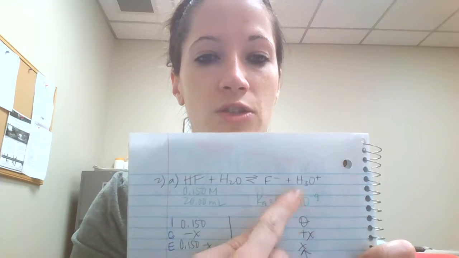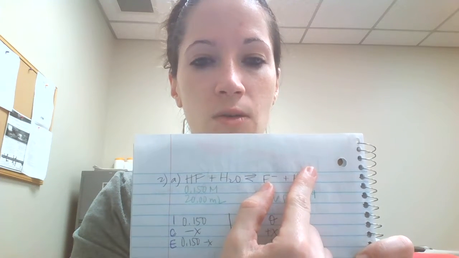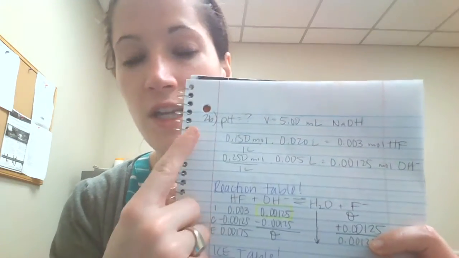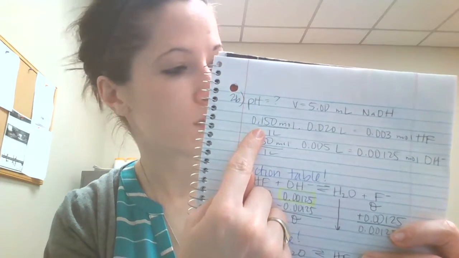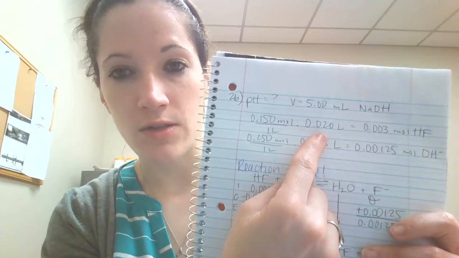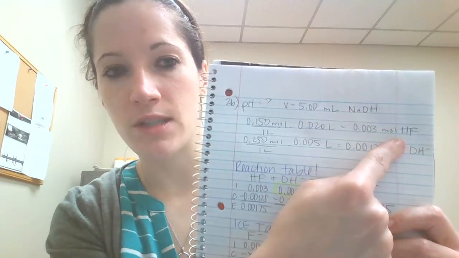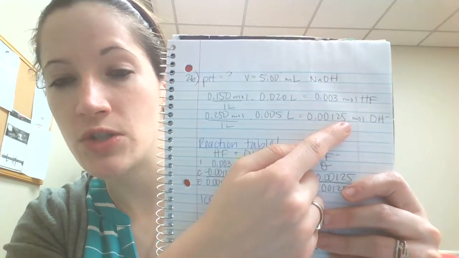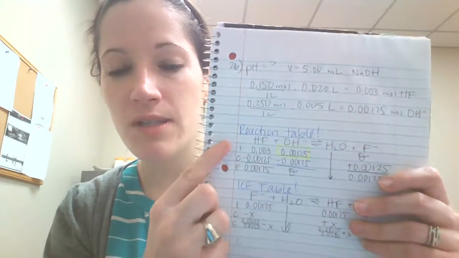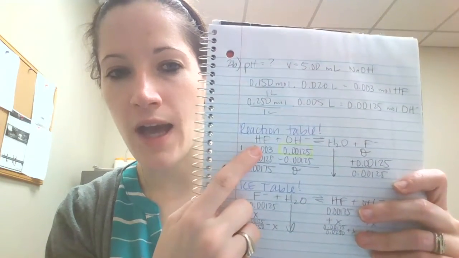If I add a base to this equation, NaOH is going to push the reaction back in the opposite direction because it's a base. So my first thing I need to do is to calculate how many moles I have. So I take my 0.15 molar, which is given in my prompt, my 20 mL, which is also given in the prompt, and I determine that I have 0.03 moles of hydrofluoric acid in solution. Now to that solution I've added 5 mL of NaOH, meaning I'm adding 0.25 molar, 5 mL. I'm adding 0.00125 moles of NaOH.